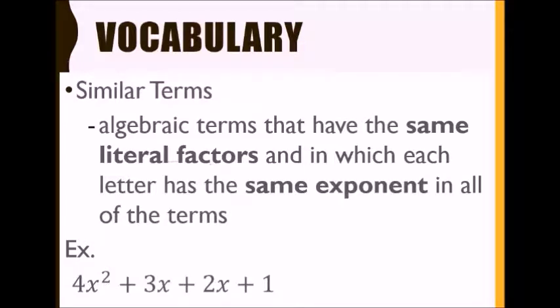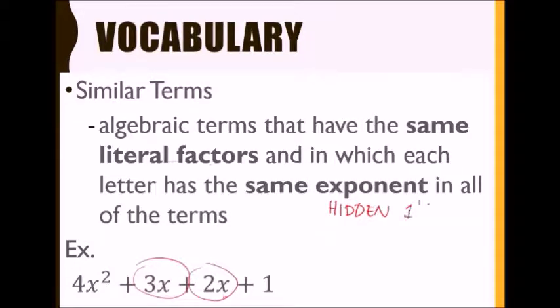So dito, although pare-parehas po ng variable si 4x squared, si 3x at saka si 2x, okay, ang may same exponent lang ay si 3x at 2x. Okay, bakit? Kasi ang exponent nung nasa 4x ay 2, dito yung x dito, ang exponent niya hindi nakasulat, pero may hidden 1 po yan. So pag-usapan natin yung hidden ones at i-take note nyo na rin.